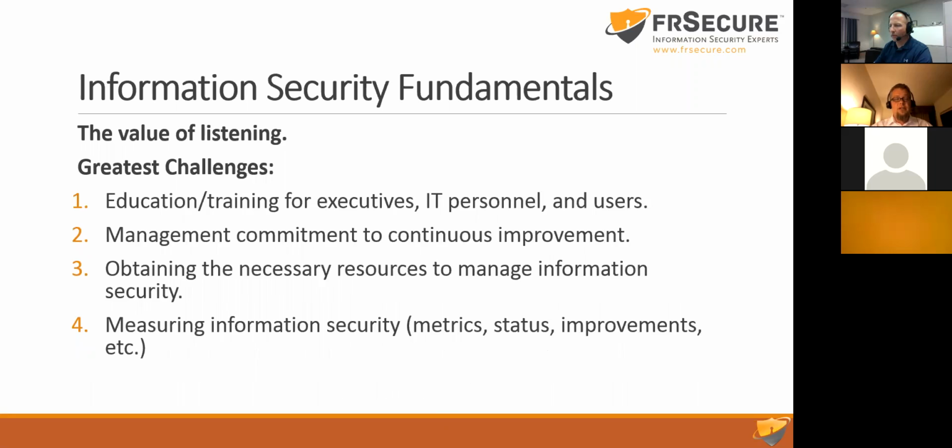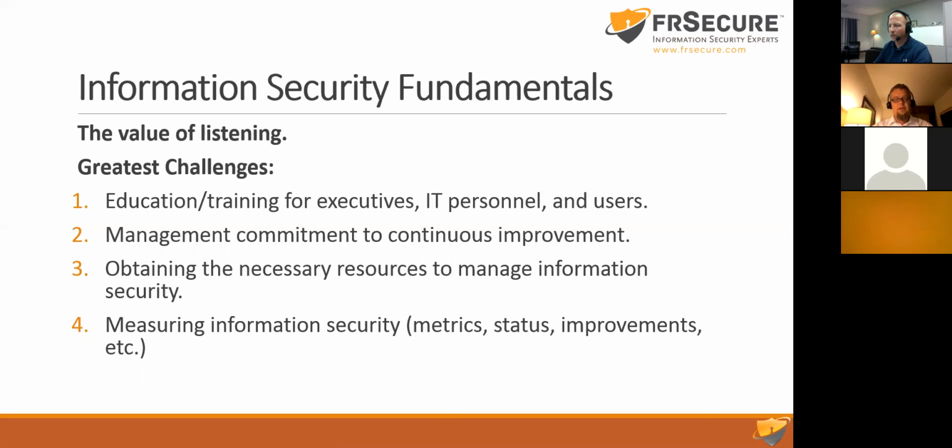Greatest challenges: education and training for executives, IT personnel, users. I don't know if you guys get caught up in this, but a lot of executives aren't information security experts, nor are they supposed to be, but there are some fundamental things that they need to be aware of and need to be constantly aware of. At the end of the day, the liability lies with them. They're the ones who are responsible for protecting assets. So there has to be something that we're doing for them, and that's a challenge for our customers.